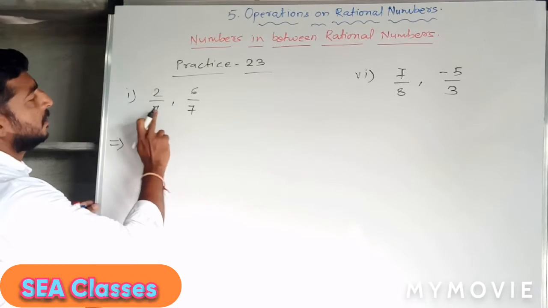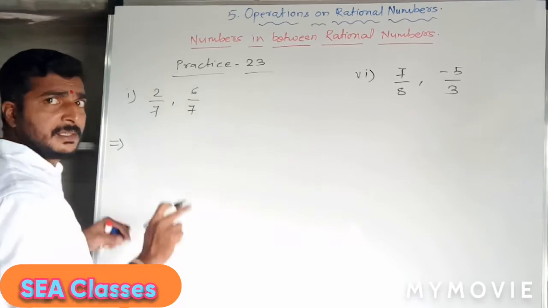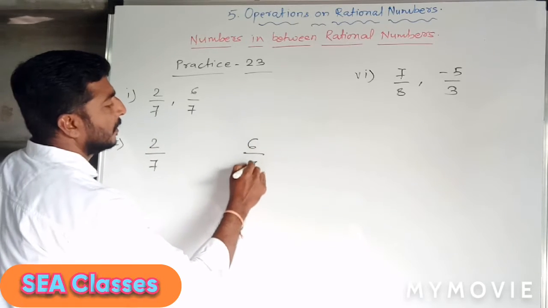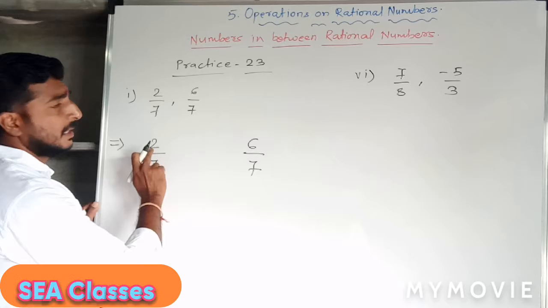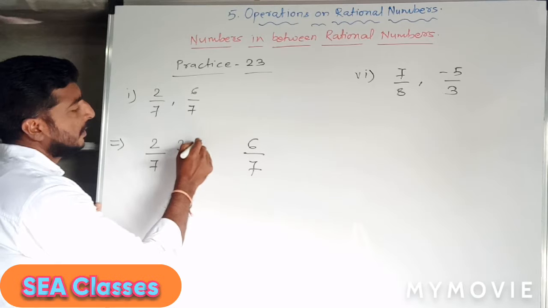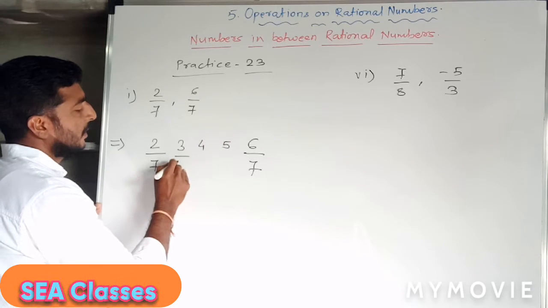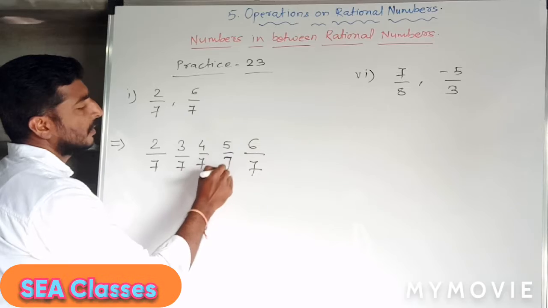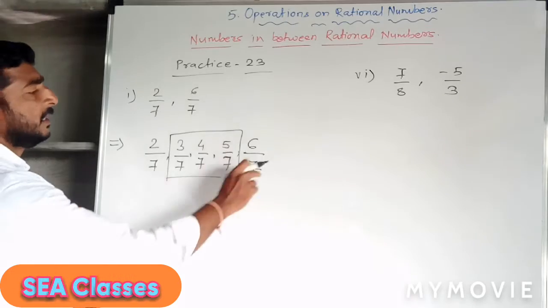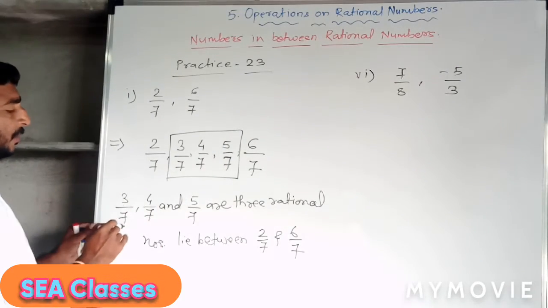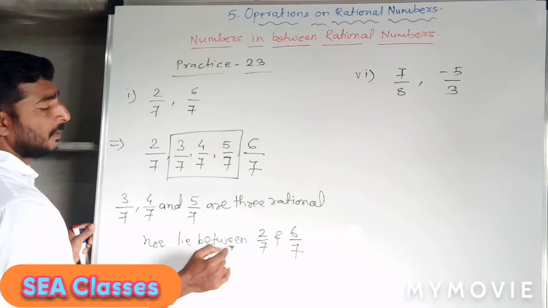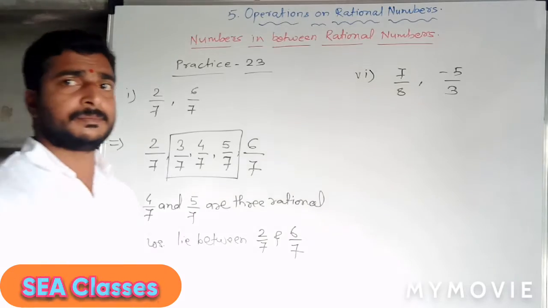Now see, these 2 upon 7 and 6 upon 7 have the same denominators. Since the denominators are the same, you can look at the numerators, and they are natural numbers. After 2 there is 3, then 4 and 5. So you take 3 upon 7, 4 upon 7, 5 upon 7. These are the rational numbers lying between 2 upon 7 and 6 upon 7. So you can write that 3 upon 7, 4 upon 7 and 5 upon 7 are three rational numbers that lie between 2 upon 7 and 6 upon 7.